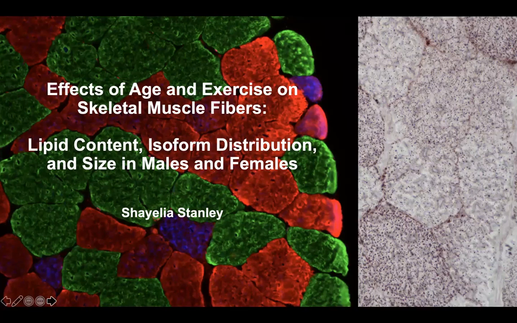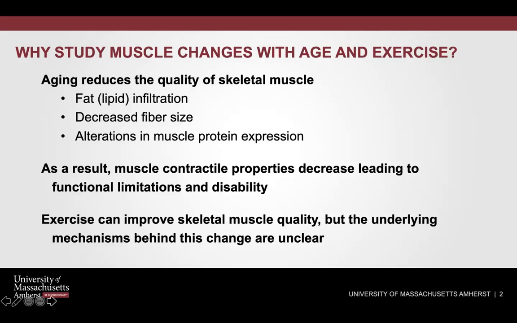My name is Shaylia Stanley, and the focus of this presentation will be the effects of age and exercise on human skeletal muscle fibers. As part of the aging process, there is a reduction in skeletal muscle quality. This is in part due to fat or lipid infiltration, a decrease in muscle fiber size, and alterations in muscle protein expression. As a result of this, muscle contractile properties decrease, leading to functional limitations and disability.